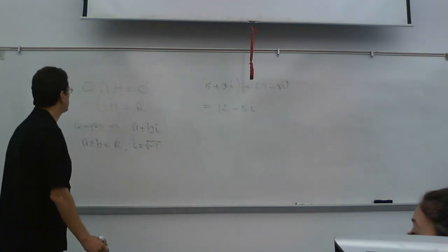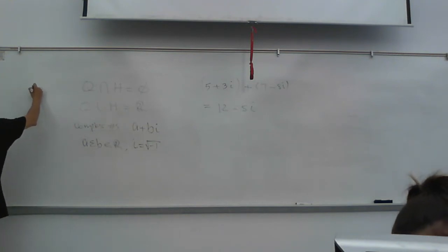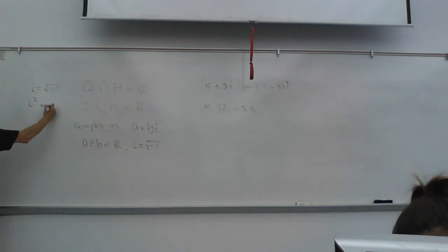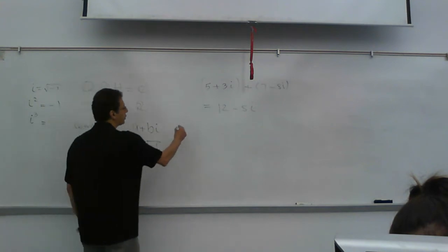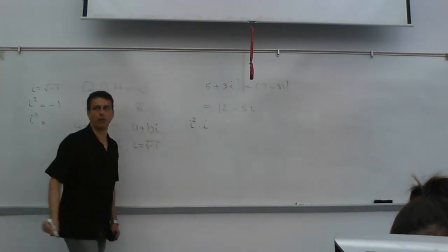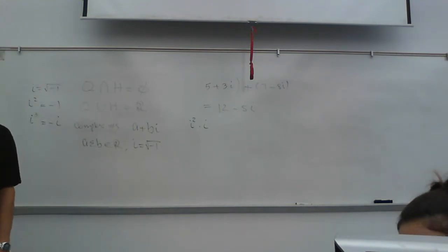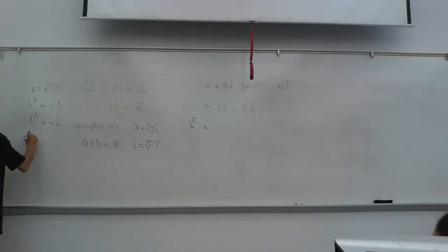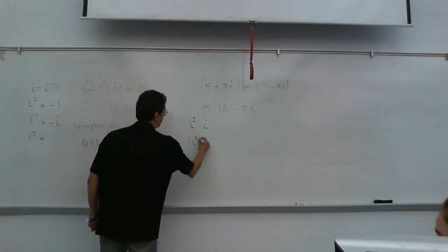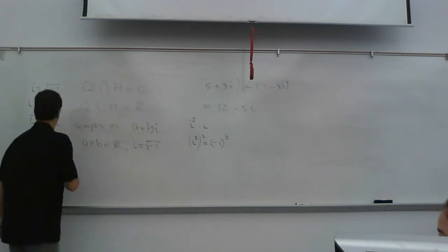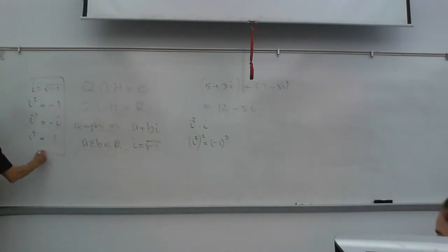To do so, we need to know the following, class. i, by definition, is the square root of negative 1, right, class? So if you square it, it becomes negative 1. What is i cubed? i cubed, you can write i squared times i, right? What is i squared? Do you see why it becomes negative i? i to the power of 4. You can say i squared to the power of 2, which gives you what? And we must know this.